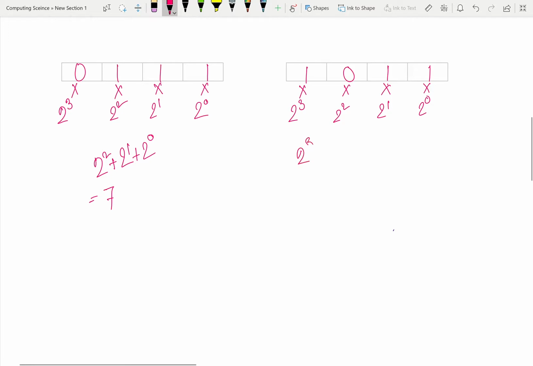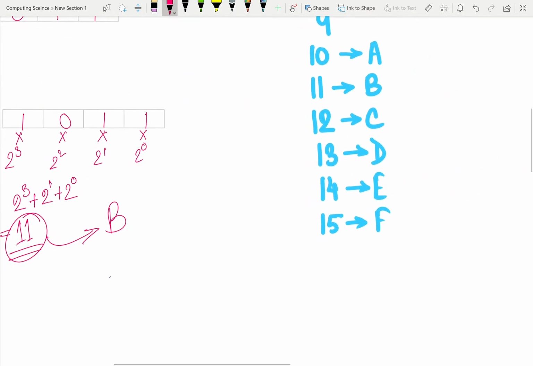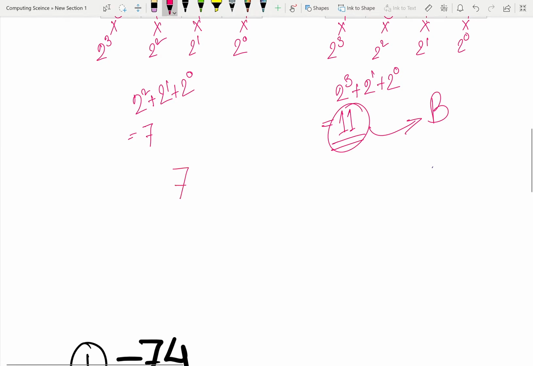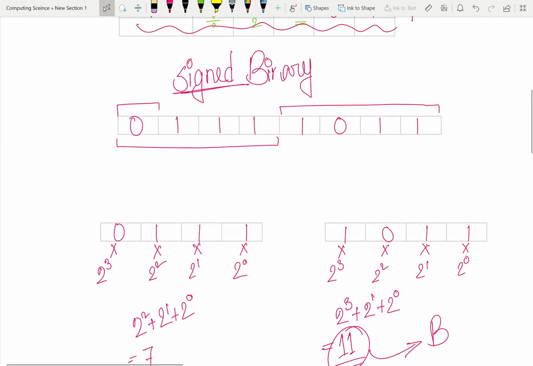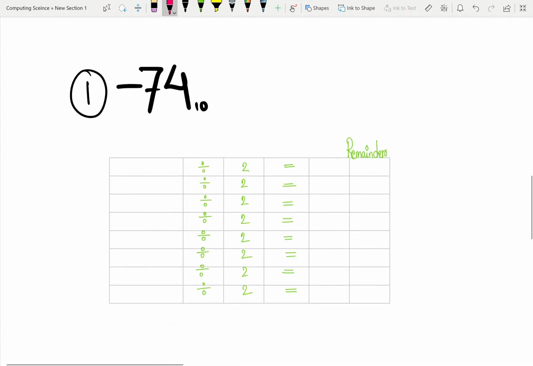And 2 to the power 3 plus 2 to the power 1 plus 2 to the power 0 comes as 11. And 11 doesn't exist in hexadecimal, so it changes to B. So the answer for hexadecimal is 7B, and the signed binary answer should be this one. Okay, so let's go to the next tab.